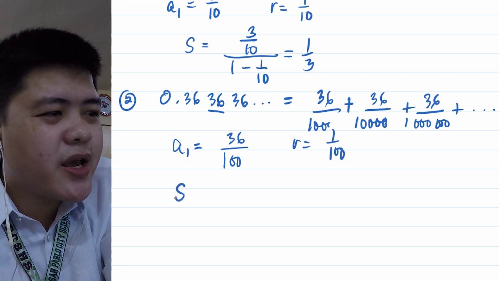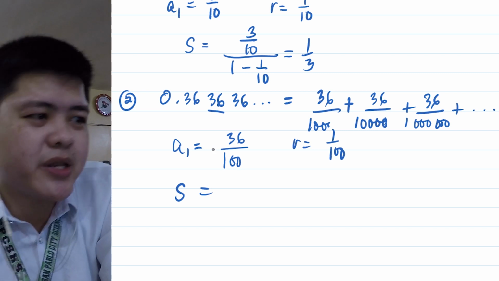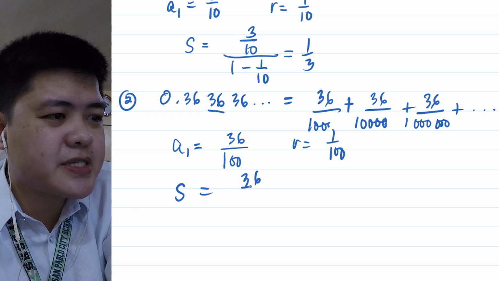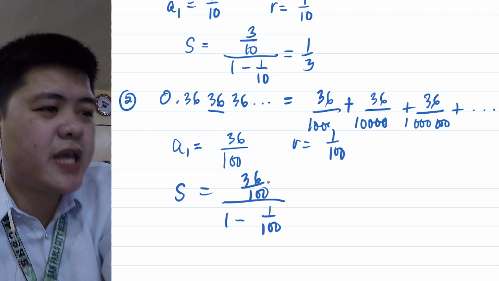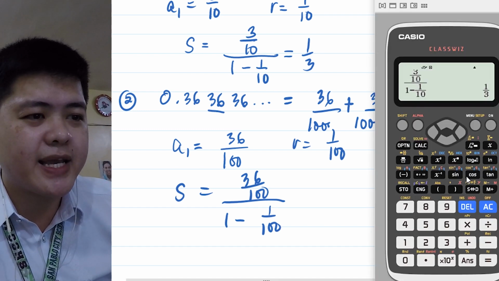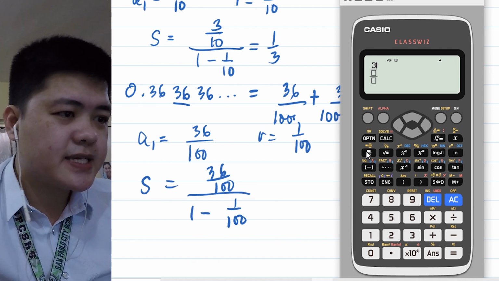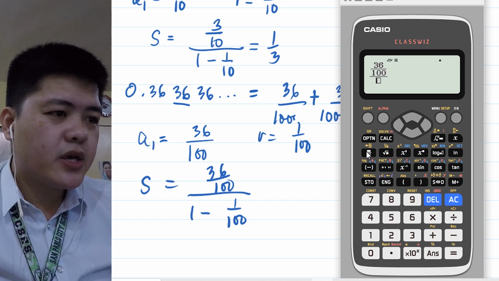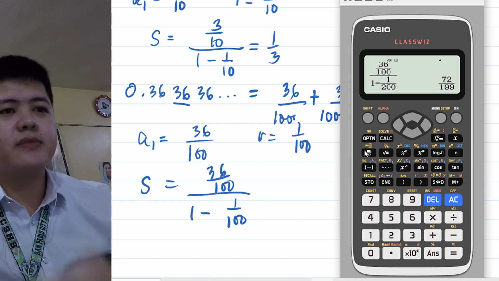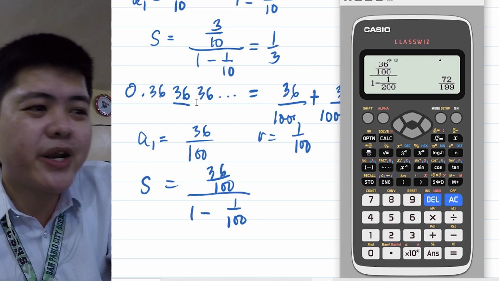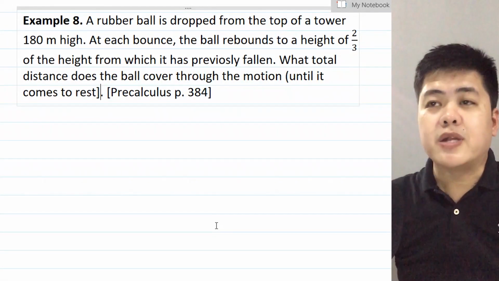Okay, so therefore, this 0.36 and the infinite geometric series, 36 over 100 and so on, can be expressed as first term 36 over 100 over 1 minus the common ratio, which is 1 over 100. And we don't want to simplify this. Let's get our calculator. So, we'll get 36 over 100 over 1 minus 1 over 100. Okay, and the answer is 72 over 199.